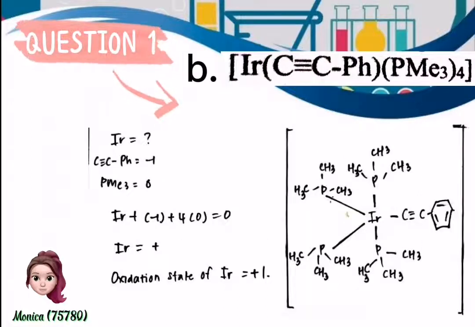For question 1b, we still do the same step, which is to list out all the charges of the ligands. We have two types of ligand here, which are phenylethene and trimethylphosphine. The charge of phenylethene is -1, meanwhile trimethylphosphine is 0. We will get the oxidation state of iridium, +1. For the drawing, it should be in trigonal bipyramidal shape since it has a coordination number of 5.